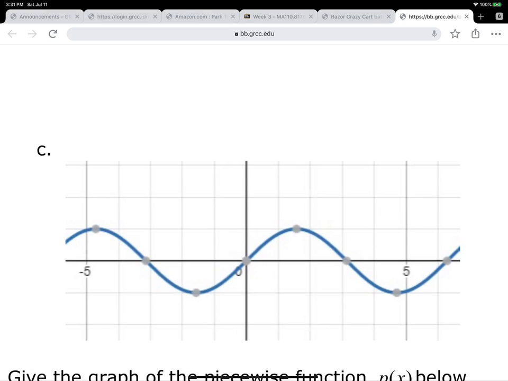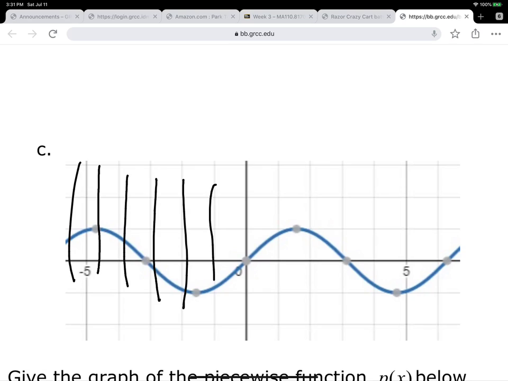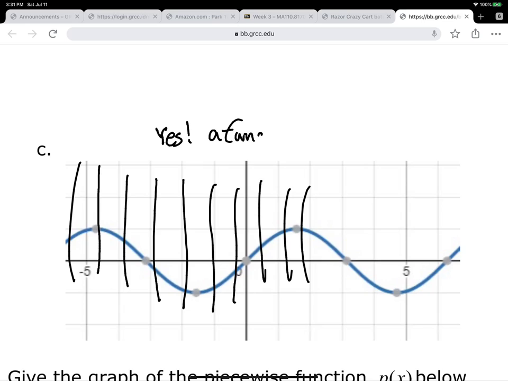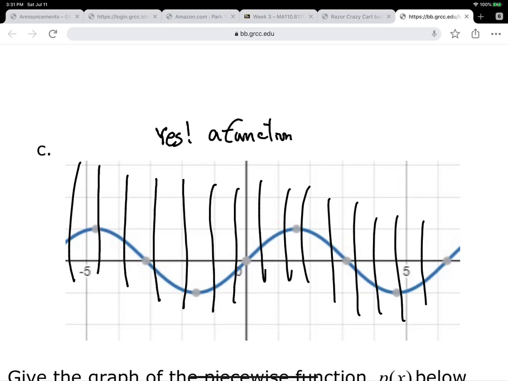Part C, is this a function? Well, it doesn't matter where you draw the vertical line. You only cross the line one time. Okay, because the vertical line only crossed the graph once, it is a function.